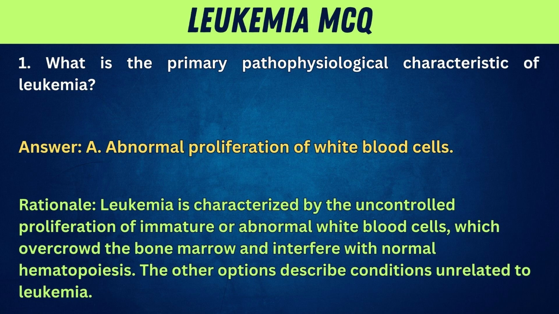Rationale: Leukemia is characterized by the uncontrolled proliferation of immature or abnormal white blood cells, which overcrowd the bone marrow and interfere with normal hematopoiesis. The other options describe conditions unrelated to leukemia.